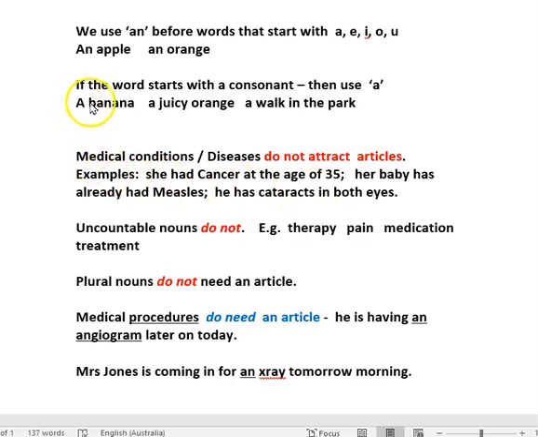I would like a banana. Please pass me the one that has a red tip on the end. Okay.